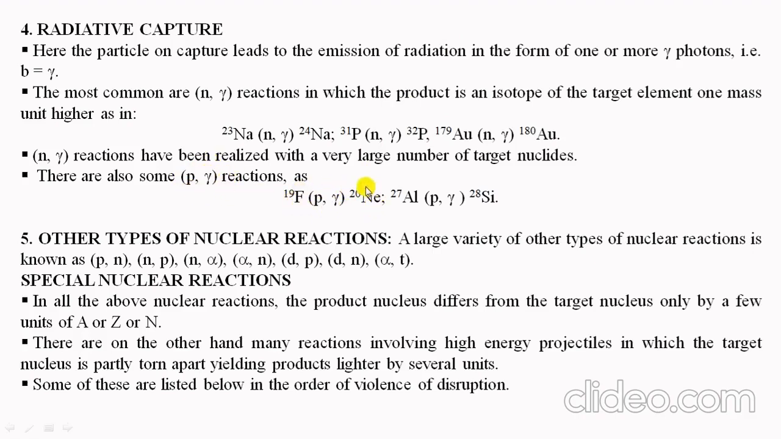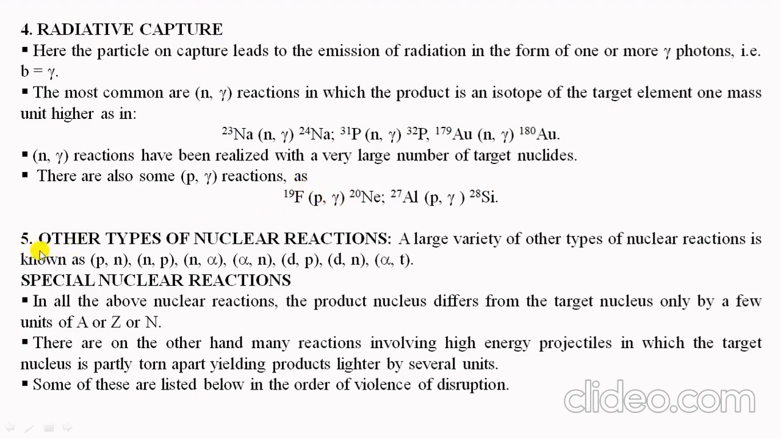In p gamma reactions, the ejectile is a gamma photon or gamma radiation. The reaction in which the emission of radiation in the form of one or more gamma photons occurs is called radiative capture. So all these reactions wherein the ejectile is a gamma photon are known as radiative capture.